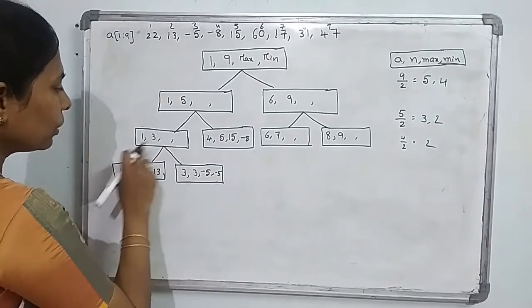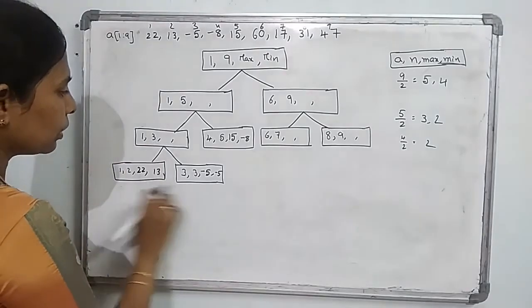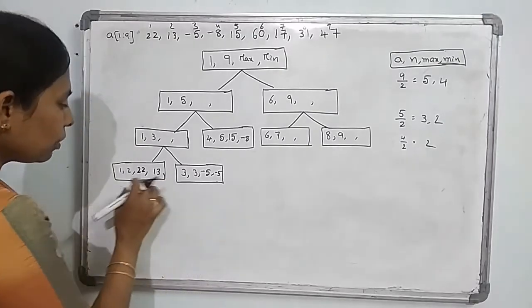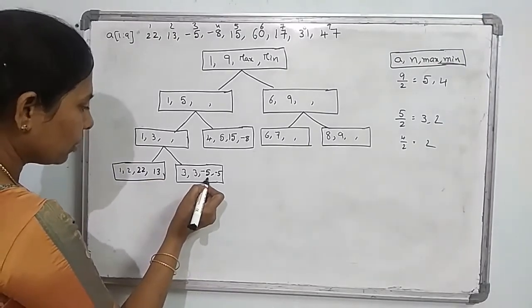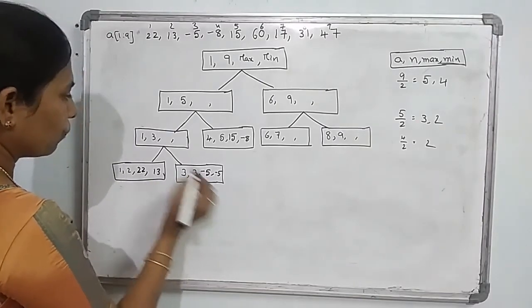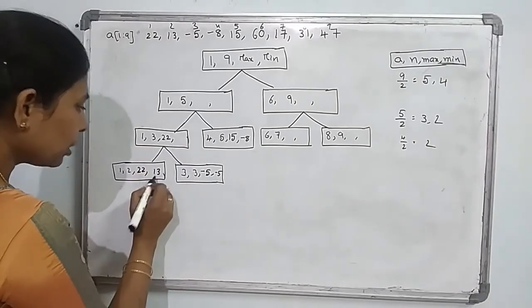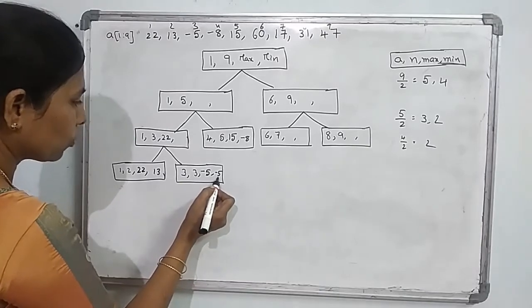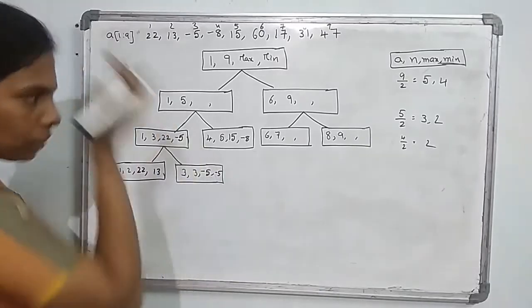If I take 1, 2, 3, you can apply the same process. Here 22 is the maximum element and minus 5 is the minimum element. 22 is greater than minus 5, so the maximum element is 22. The earlier minimum element is 13 and the other minimum element is minus 5. Minus 5 is less than 13, so minus 5 is the minimum element.